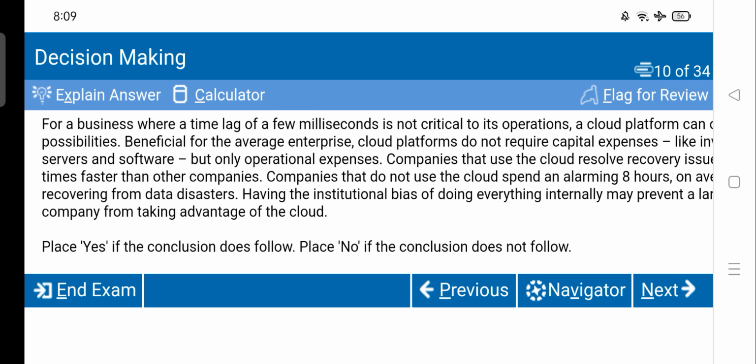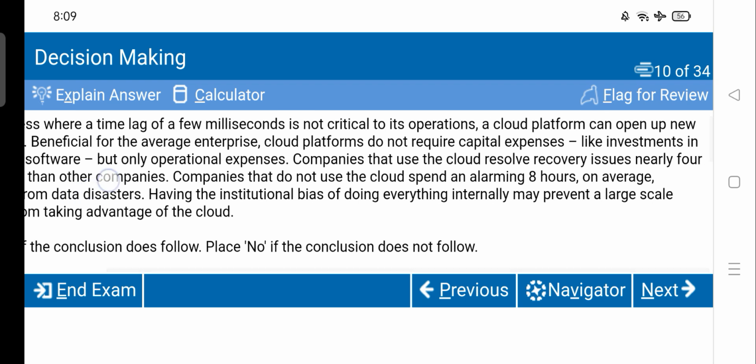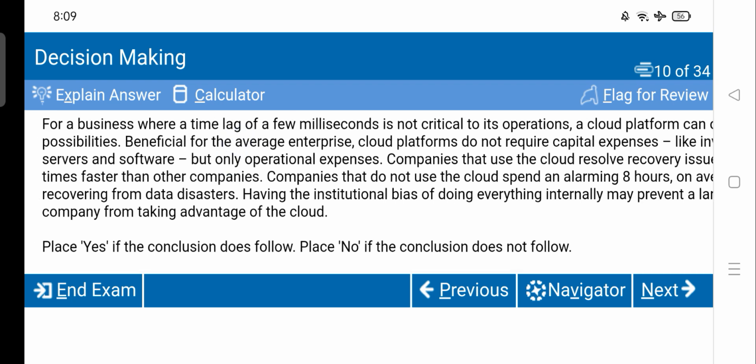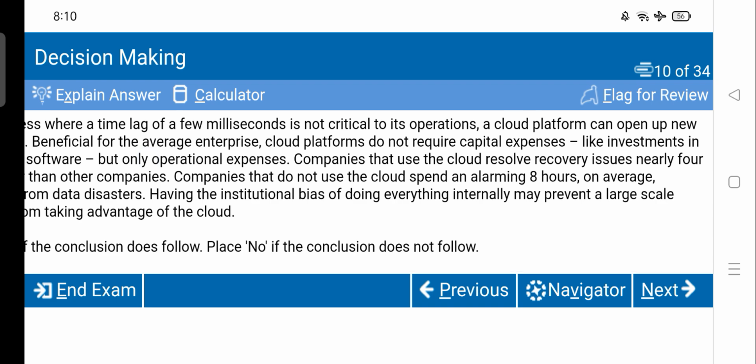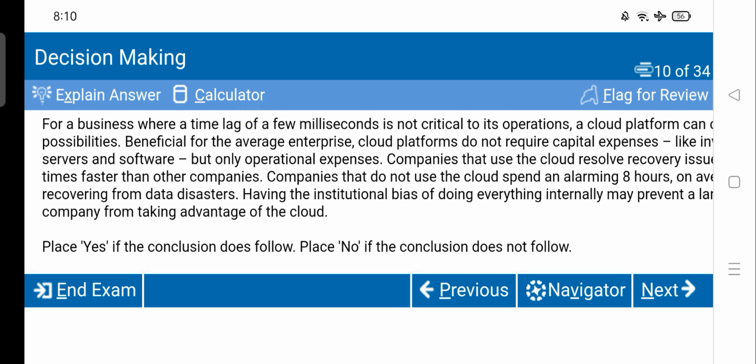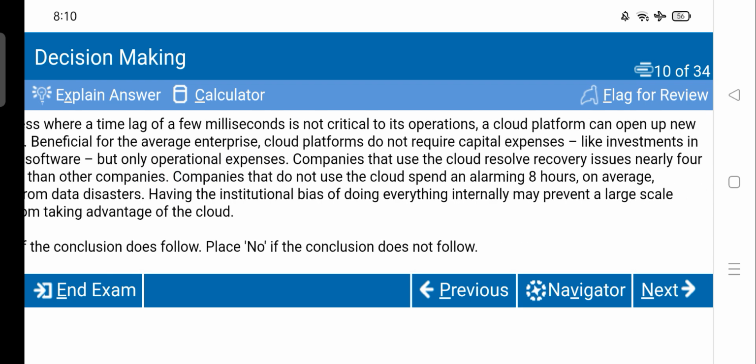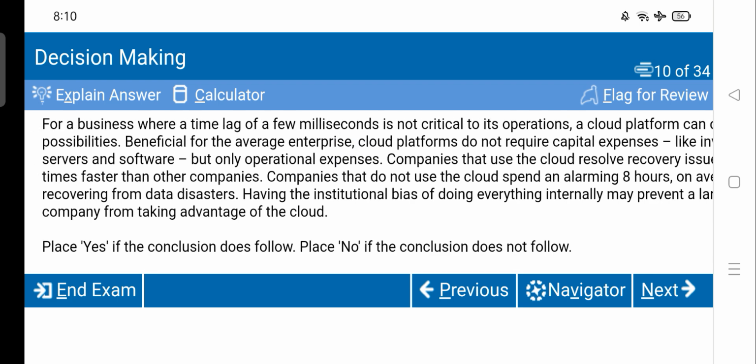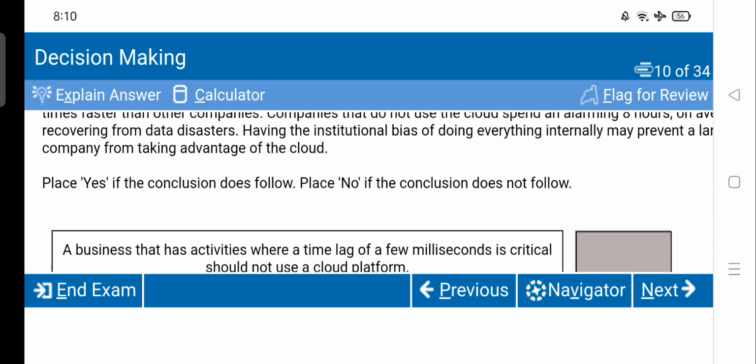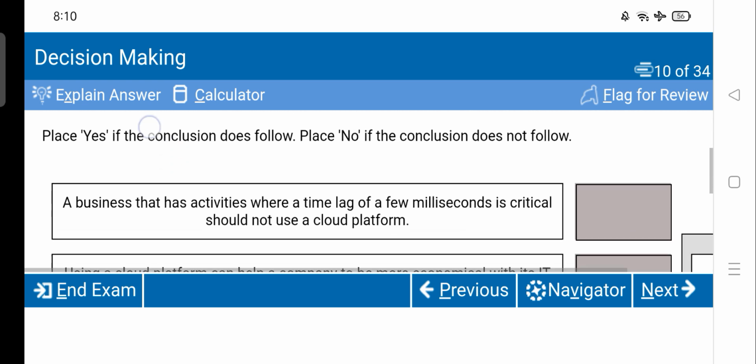Companies that use the cloud resolve recovery issues nearly 4 times faster than other companies. Companies that do not use the cloud spend an alarming 8 hours on average recovering from data disasters. Having the institutional bias of doing everything internally may prevent a large scale company from taking advantage of the cloud. Place yes if the conclusion does follow, and place no if the conclusion does not follow.